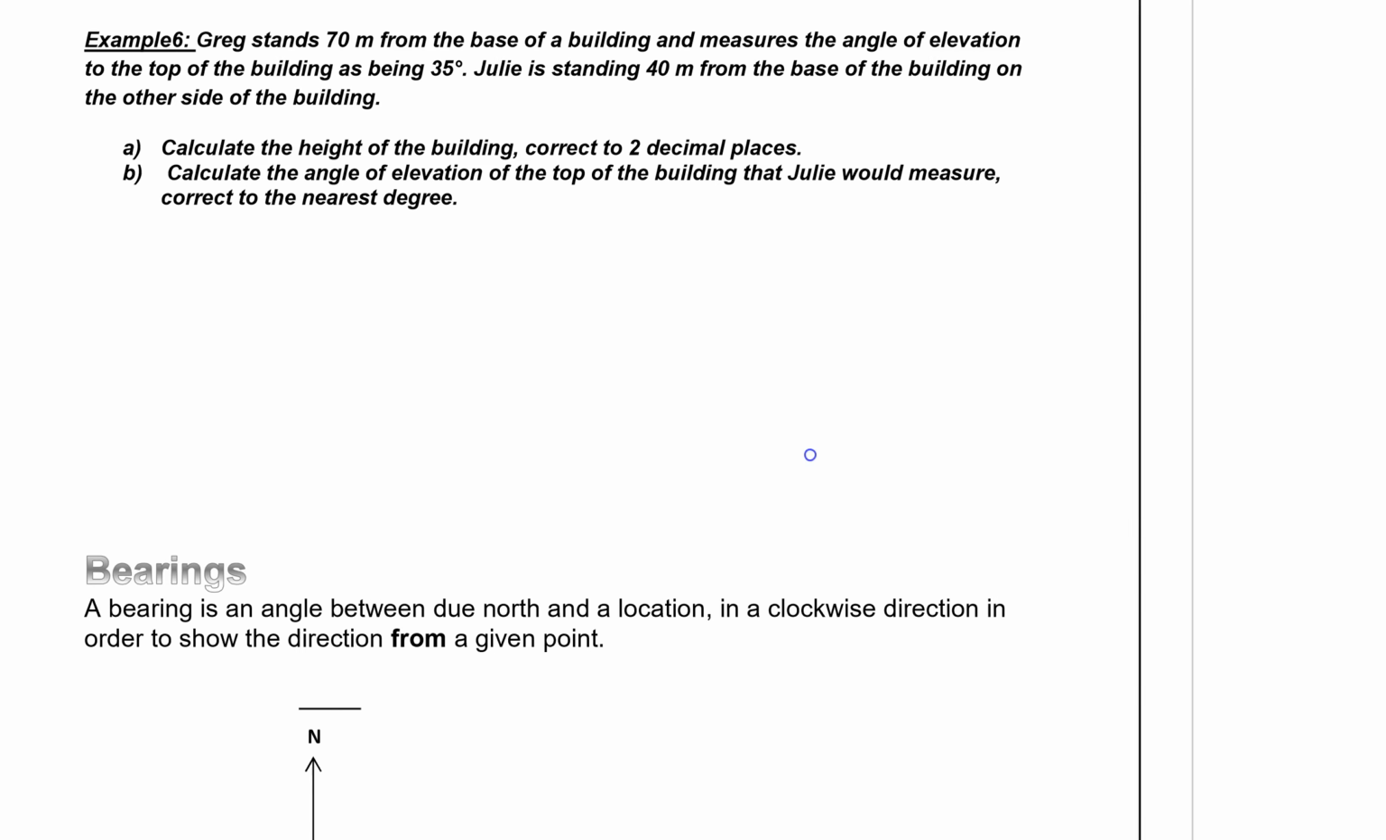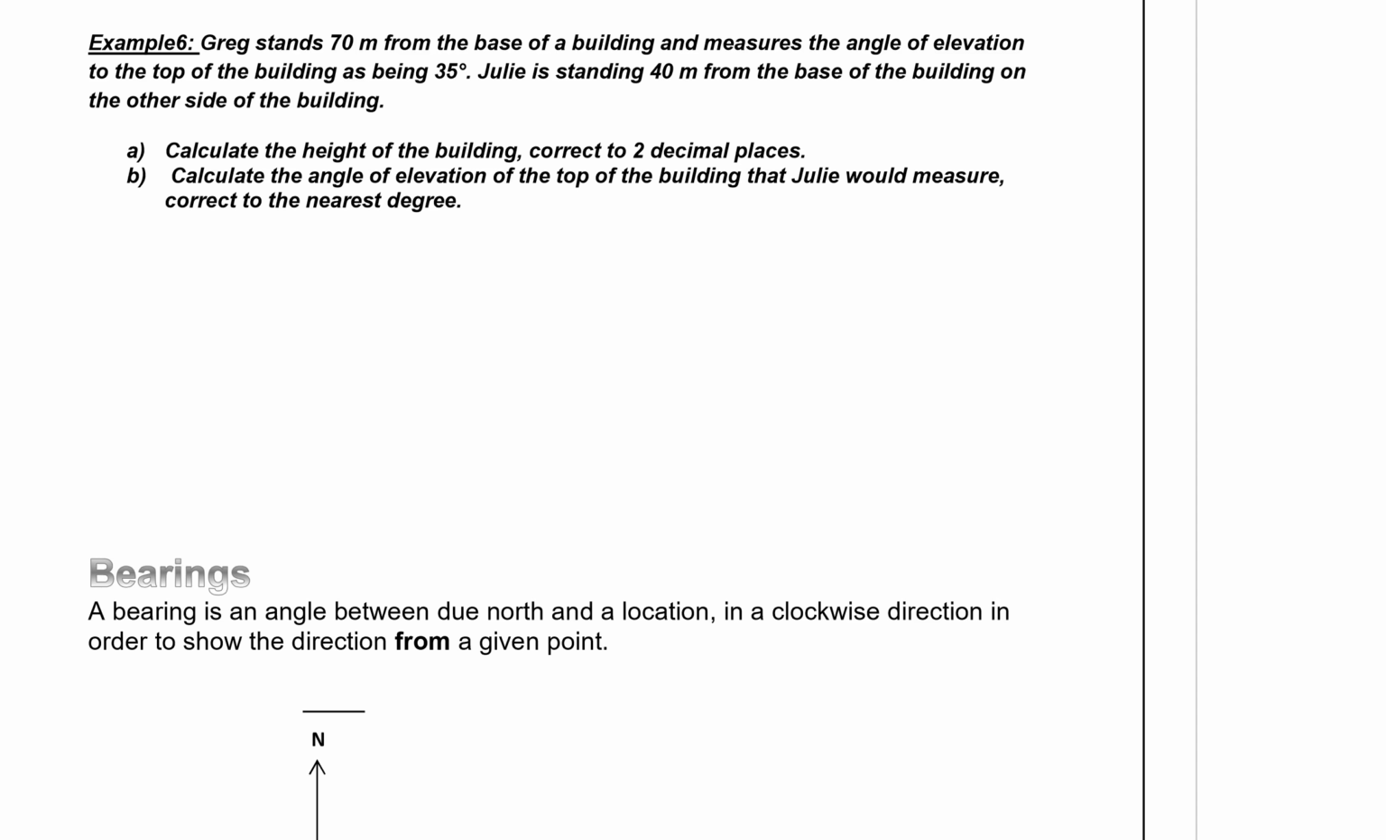Okay, and the third example here, well, it says example 6, but third for this video, we don't have any diagram. We've got to draw one. I've got Greg standing 70 metres from the base of the building. Julie, 40 metres from the base of the same building. So, here's the ground. We've got 70 on one side, 40 on the other. And I don't know the height of the building. We're like this. Greg, 70 metres. Julie, 40 metres. Okay, there's the top of the building.